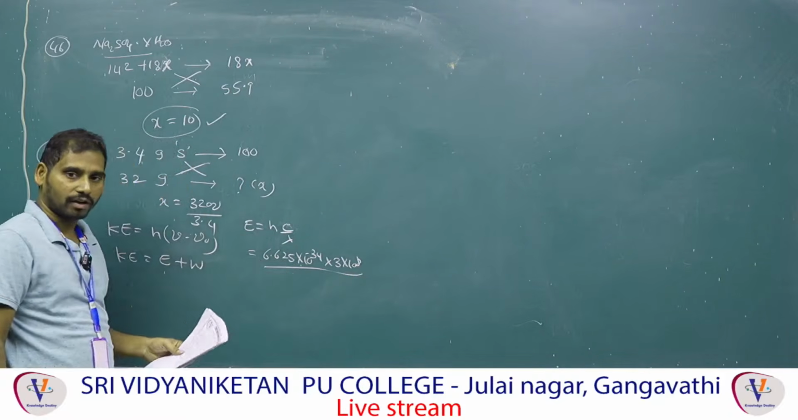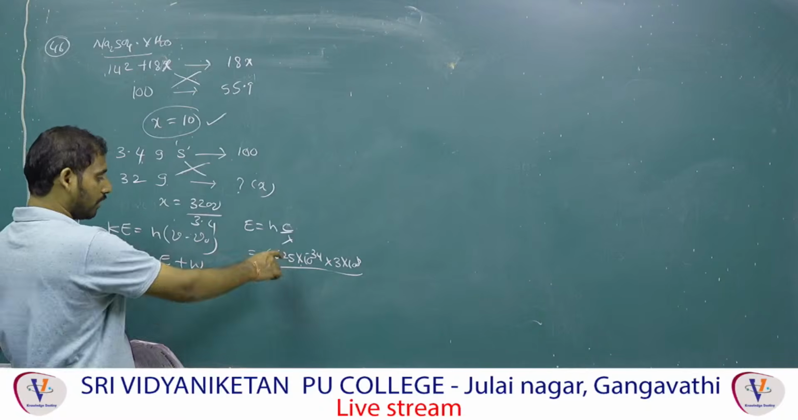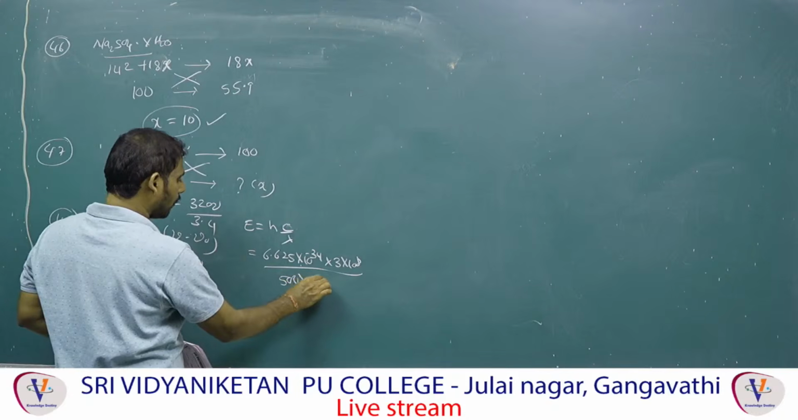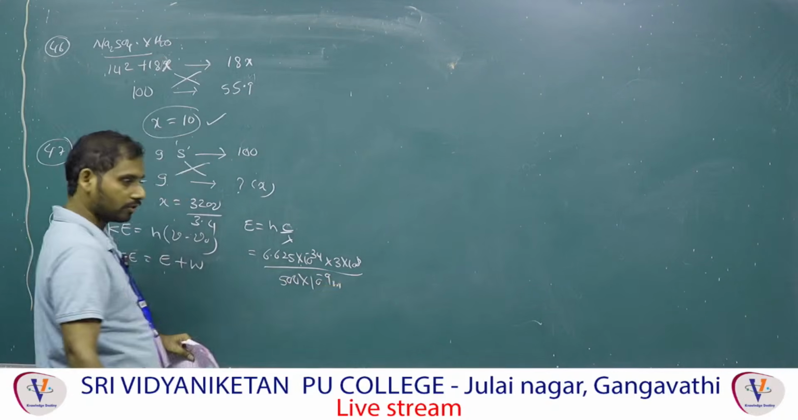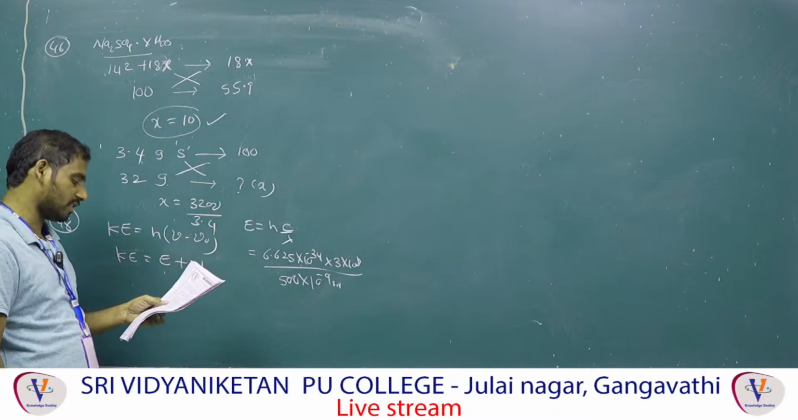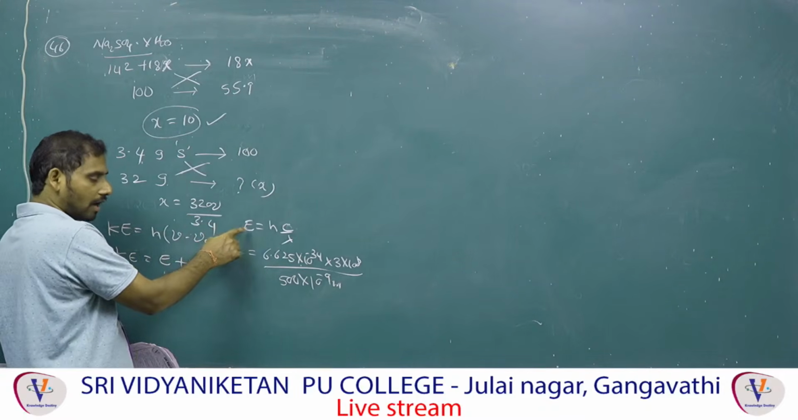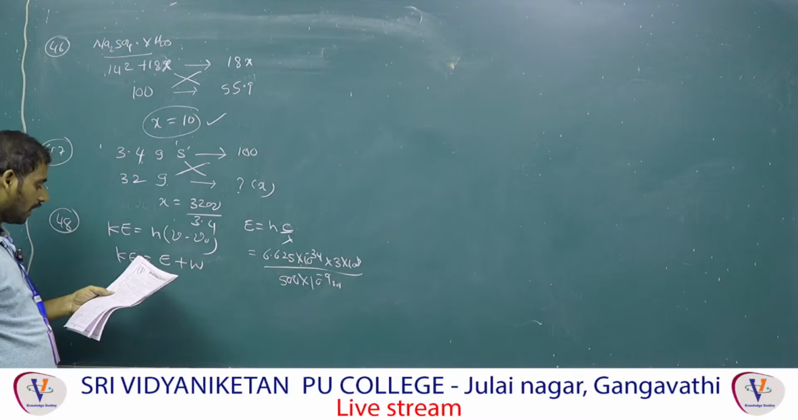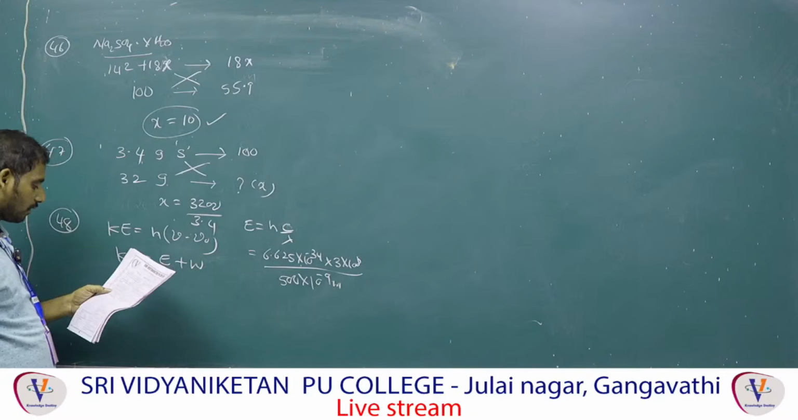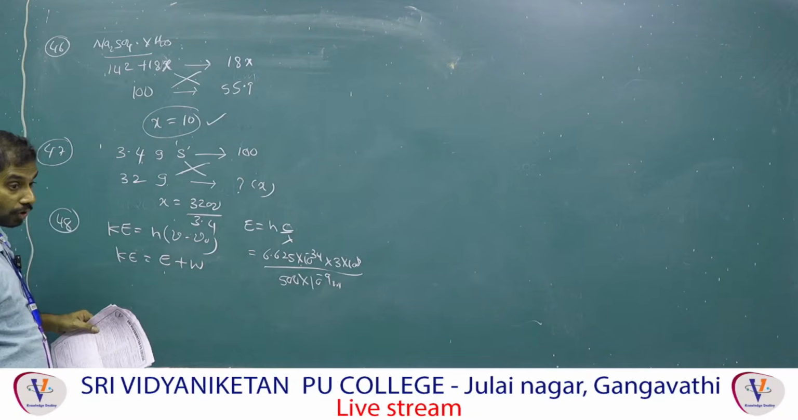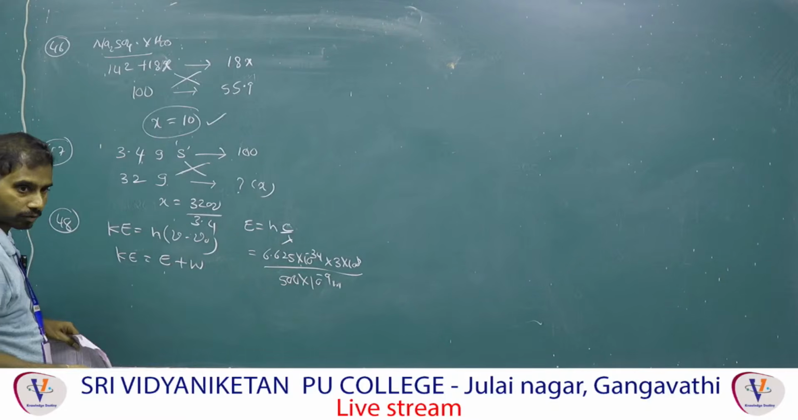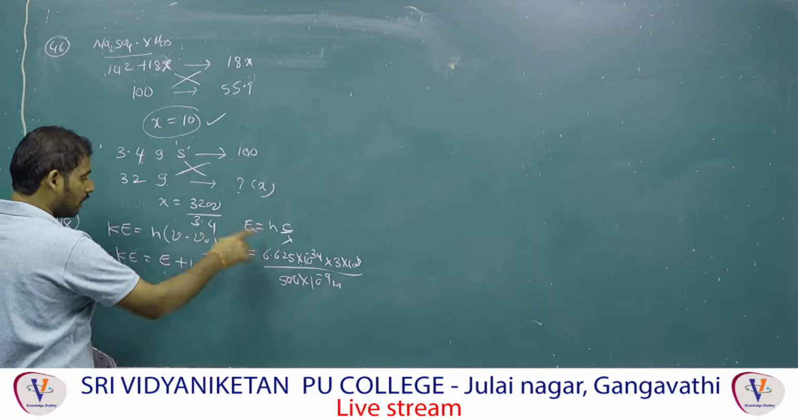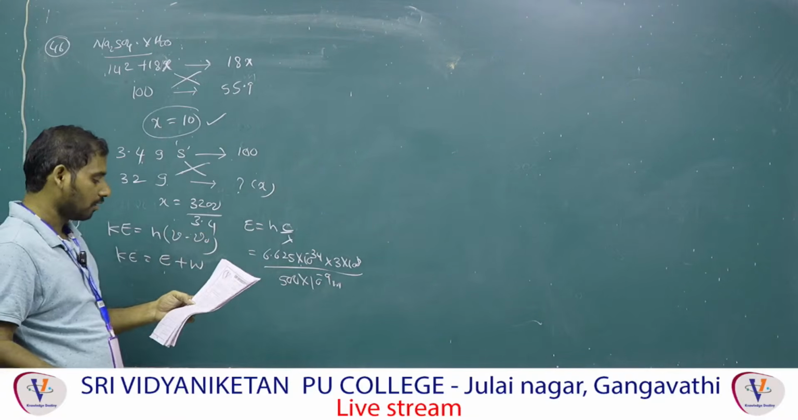Lambda is given in nanometer. Nanometer is converted into meter because of the SI unit. How much is given? 500 nanometer, so 500 into 10 power minus 9 meters, since 1 nanometer is equal to 10 power minus 9 meters. Then you will get the energy. Next, the threshold frequency nu naught is already given. Substitute this frequency value, and you will get the kinetic energy.